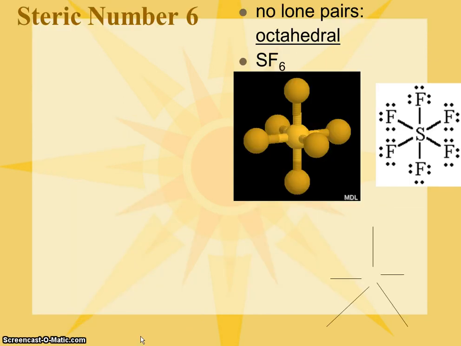Last steric number: 6. The base parent geometry is octahedral. So if everything around that center atom is a bond, we have an octahedral shape. The name has an "octa" in there, and that's because if we were to connect these faces, it would be an 8-sided figure. But octahedral is the name you need to know.